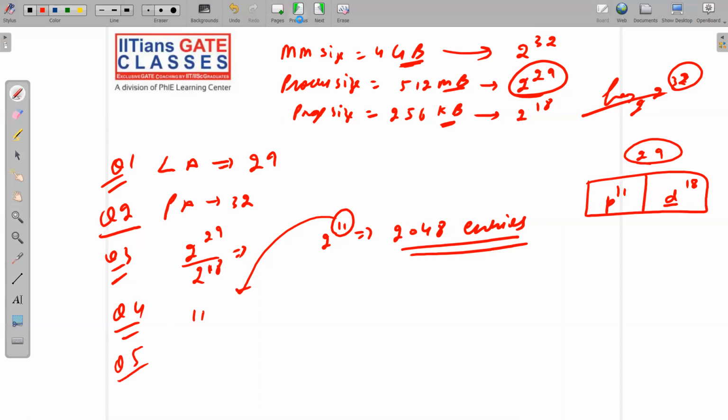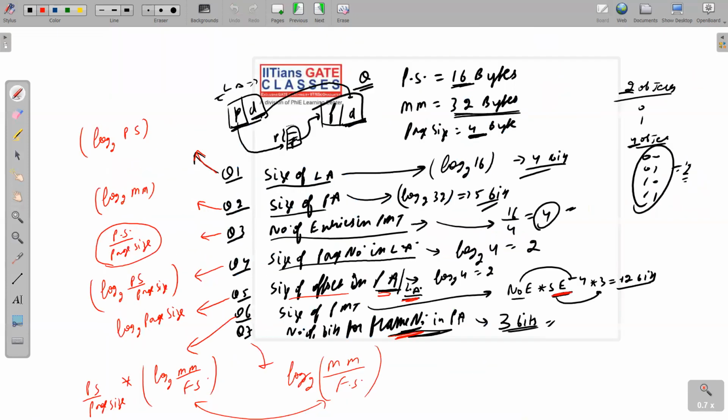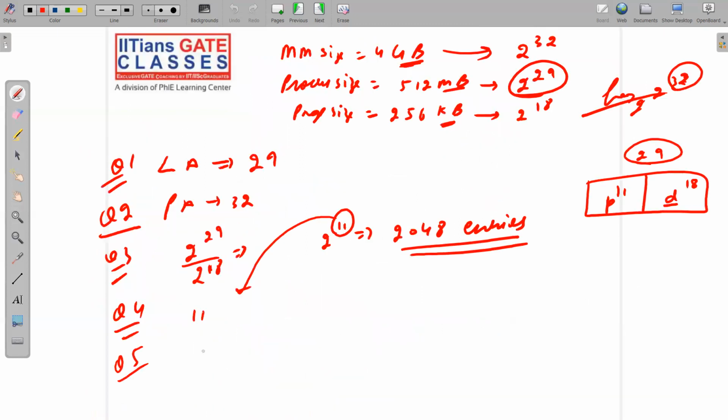Question number 5. What is question number 5? Size of offset in physical address. So obviously offset, I think we have got it, 18. We have directly got it, but another way can be log base 2 of page size. Page size is 2 power 18. So finally we will get 18. I think you have got it.